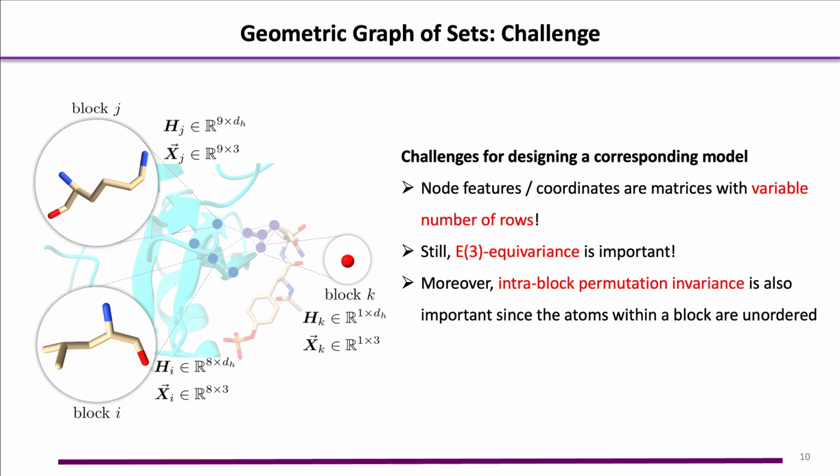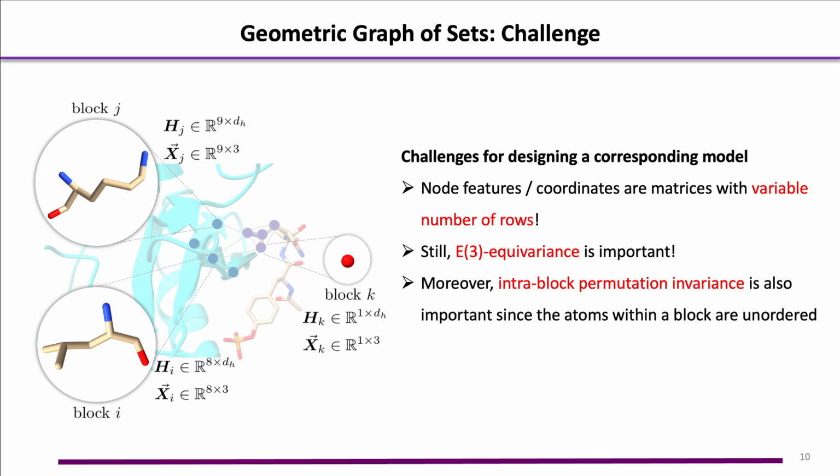However, everything comes with a price. When we are using the geometric graph of sets for representation, there are three challenges. First, the node features and coordinates are not vectors anymore. They are matrices with variable number of rows, because in different blocks there are different numbers of atoms. Second, we still want to achieve E3 equivariance because we're doing structural learning in the 3D space. Moreover, intra-block permutation invariance is also important, since the atoms within a block are unordered.